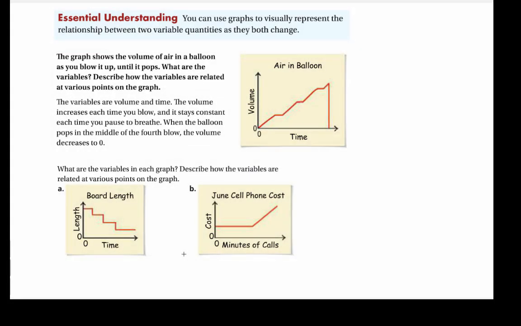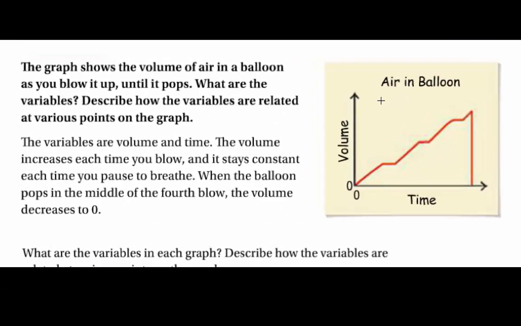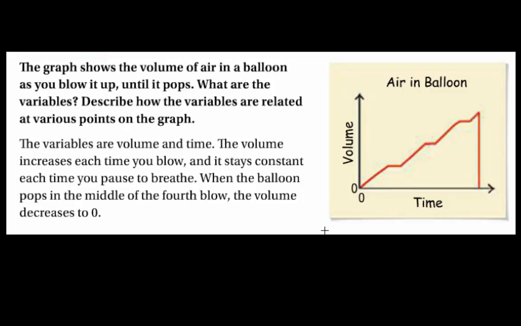Alright, so you can use graphs to visually represent the relationship between two variable quantities as they change. The graph here to the right shows the volume of air in a balloon as you blow it up until it pops. What are the variables? Describe how the variables are related at various points on the graph. The variables are volume and time. The volume of the balloon increases each time you blow into the balloon, and it stays constant each time you pause to breathe. So that's represented here.